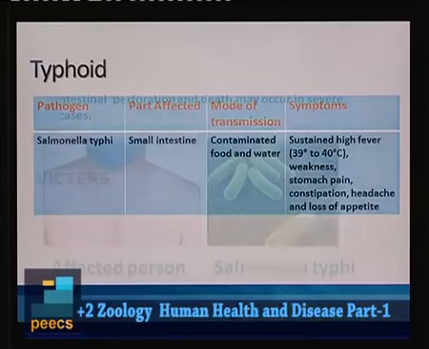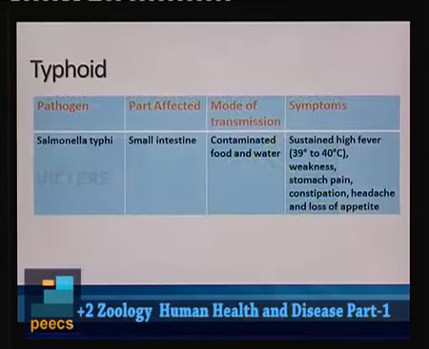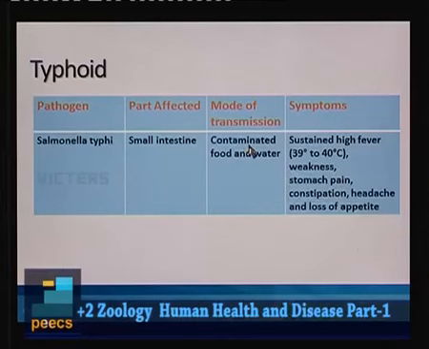First, we will discuss about typhoid. Typhoid, the name of pathogen here is Salmonella typhi. The part affected will be the small intestine. The mode of transmission, what is mode of transmission? How the pathogen is entering to a person. So, mode of transmission here is via contaminated food and water.